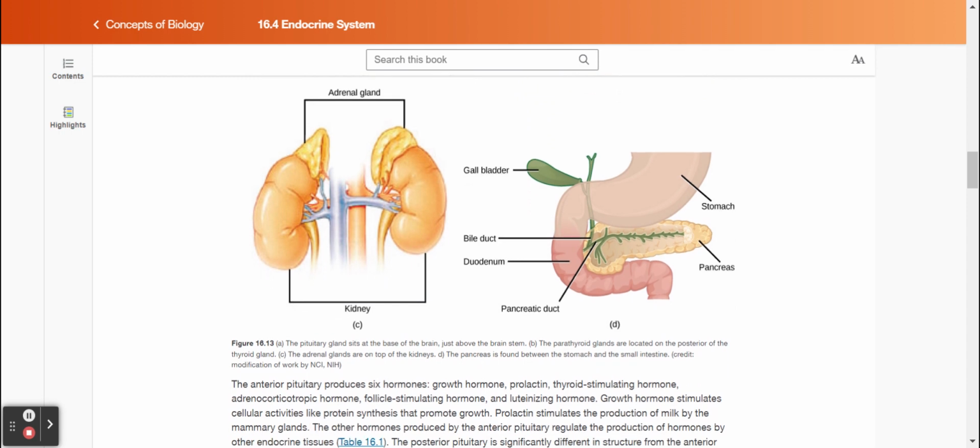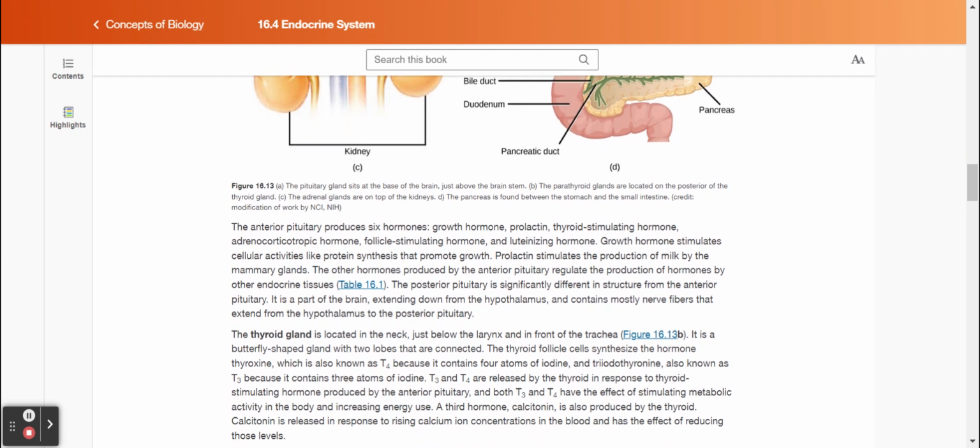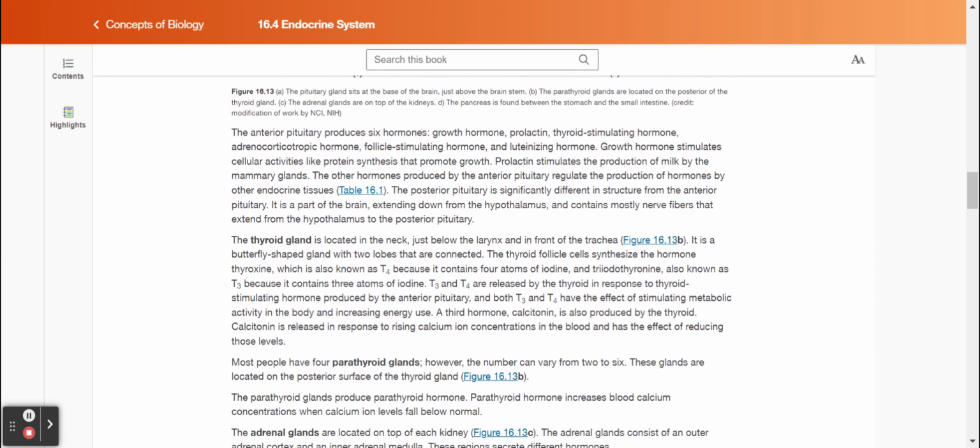The anterior pituitary produces 6 hormones: growth hormone, prolactin, thyroid stimulating hormone, adrenocorticotropic hormone, follicle stimulating hormone, and luteinizing hormone. Growth hormone stimulates cellular activities like protein synthesis that promote growth. Prolactin stimulates the production of milk by the mammary glands. The other hormones produced by the anterior pituitary regulate the production of hormones by other endocrine tissues.